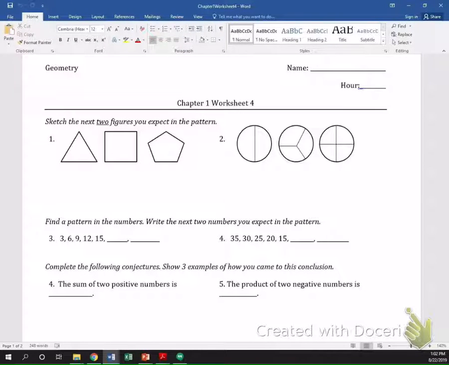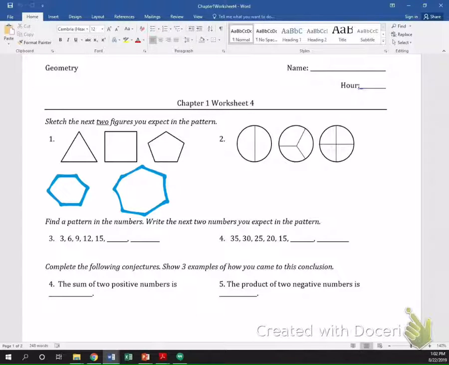So number 1 says sketch the next 2 figures you would expect in the pattern. So 3 sides, 4 sides, 5 sides. We need one with 6 sides. Yeah. So 1, 2, 3, 4, 5, 6. And then this one's not going to be good. 1, 2, 3, 4, 5, 6, 7.